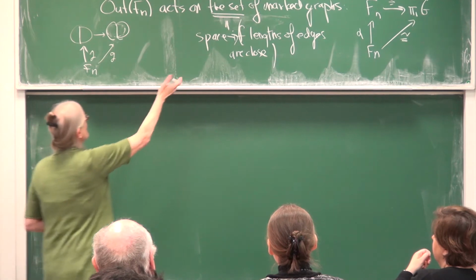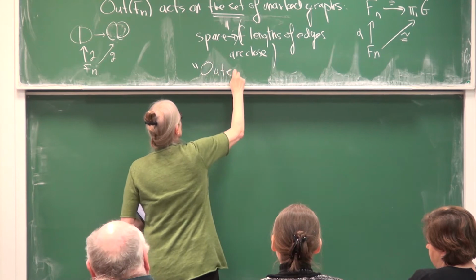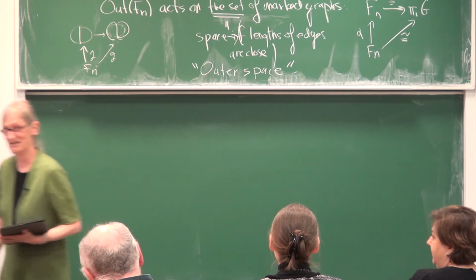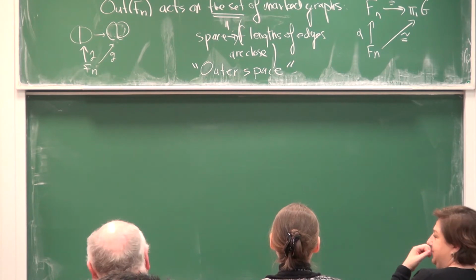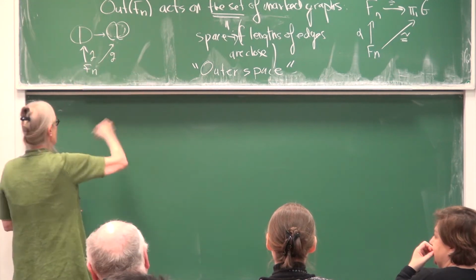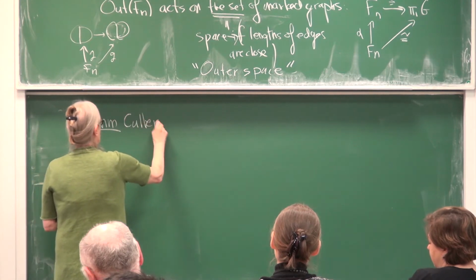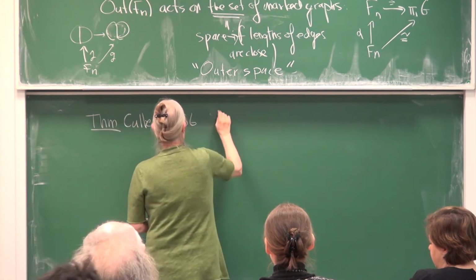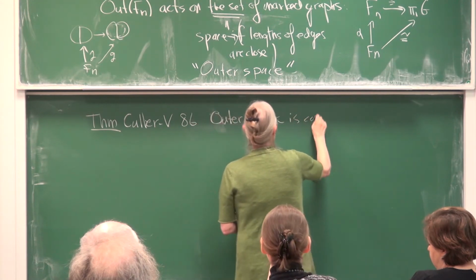And we can make it into a space. This space has a name. It's called outer space. I sometimes get very interesting audiences when I advertise that I'm going to talk about outer space. But okay, what makes it an interesting space is a theorem proved by Mark Culler and myself in 1986 that the outer space is contractible.